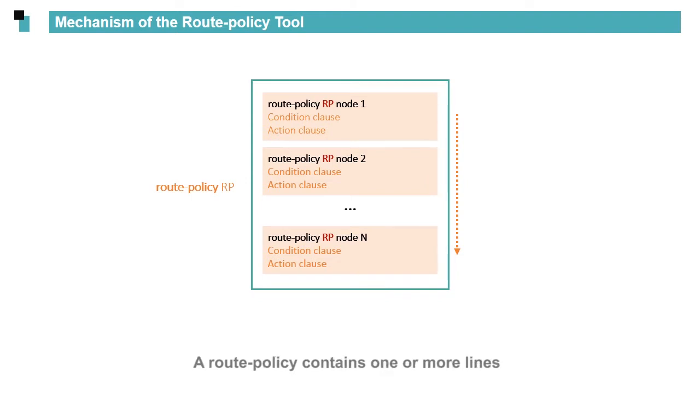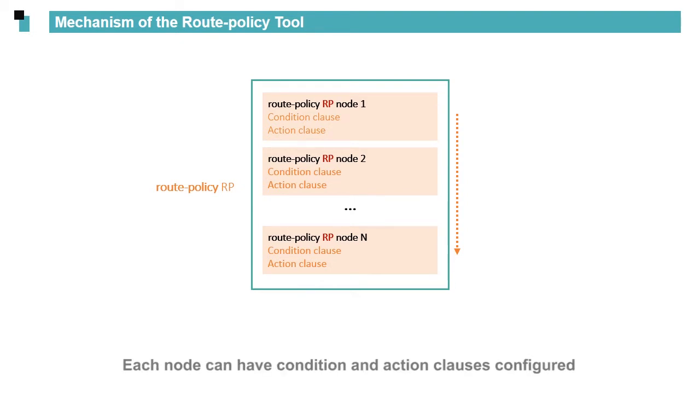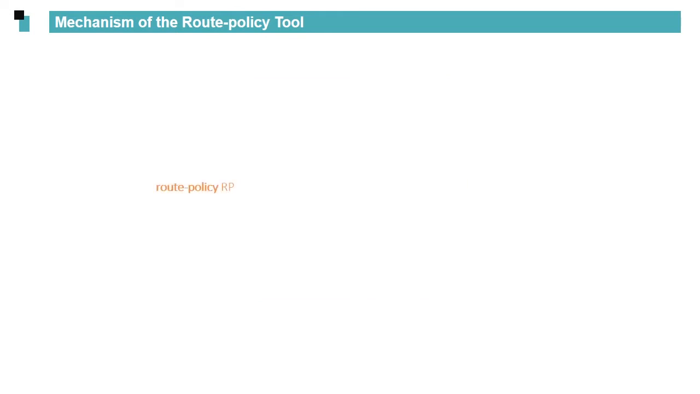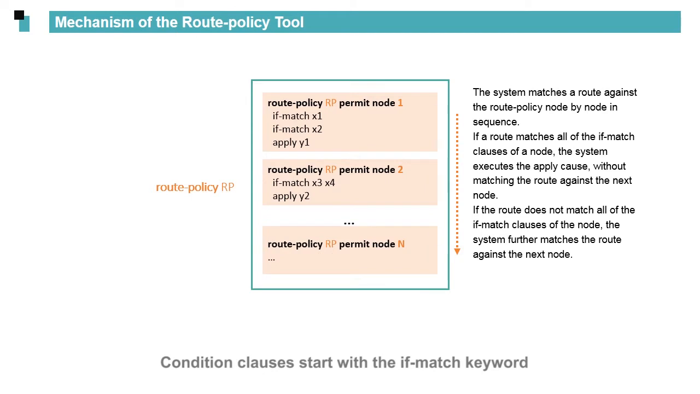A Route-policy contains 1 or more lines, each of which is a node. Each node has an index, and nodes are arranged in ascending order of their indexes. Each node can have condition and action clauses configured. The action clause is executed only if a route matches the condition clauses of a node. Condition clauses start with the if-match keyword, and action clauses start with the apply keyword.